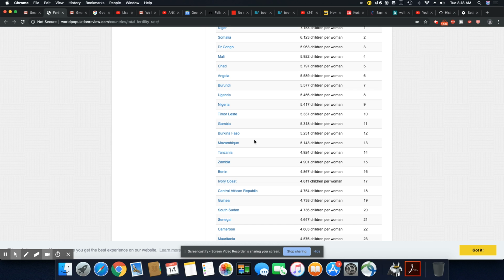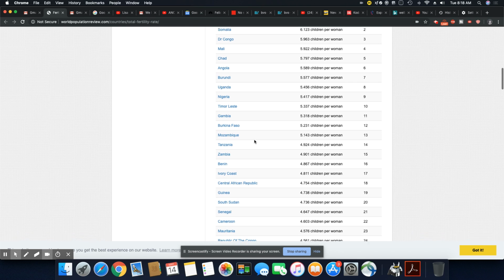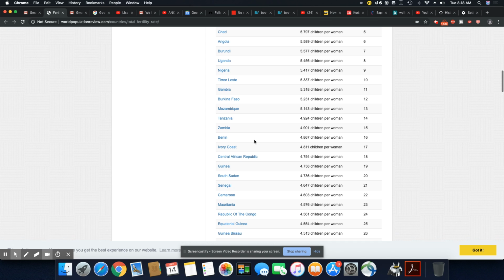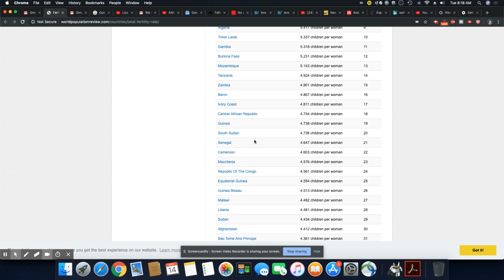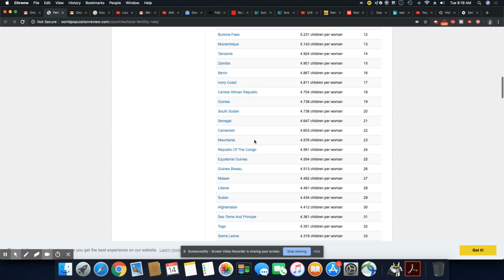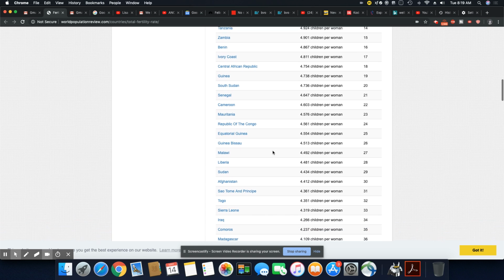Mozambique, 5.143 children per woman. Tanzania, 4.924 children per woman. Zambia, 4.901 children per woman. Benin, 4.867 children per woman. The Ivory Coast, 4.811 children per woman. All of these are African nations, every last one of them, as you can see.